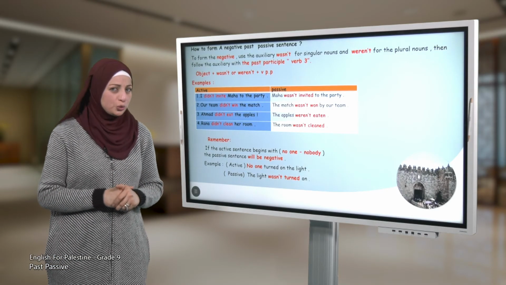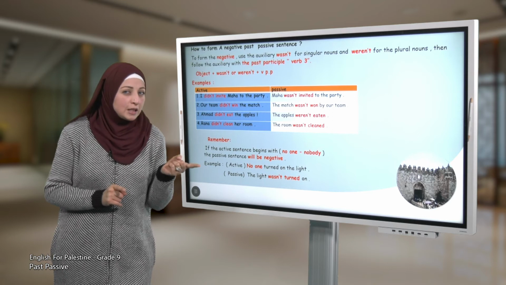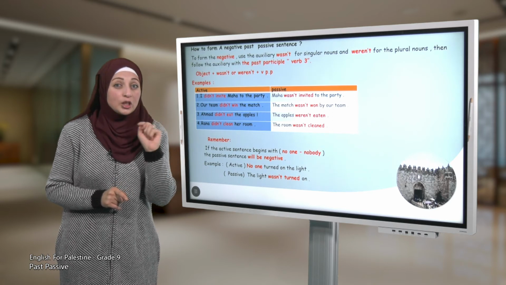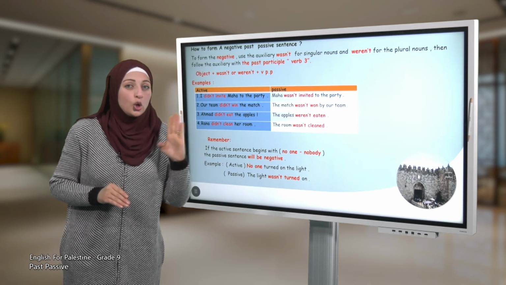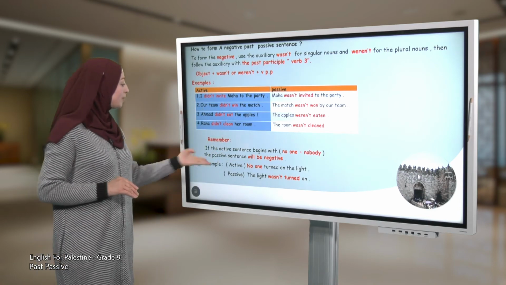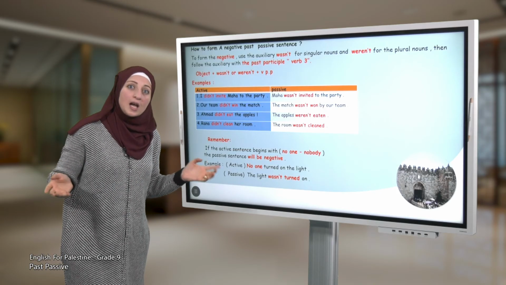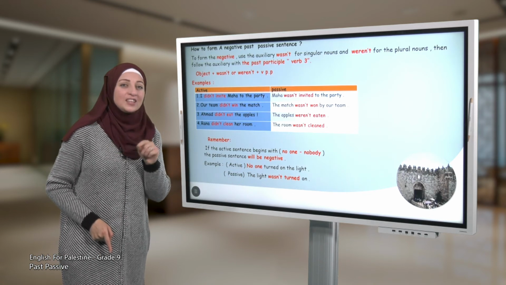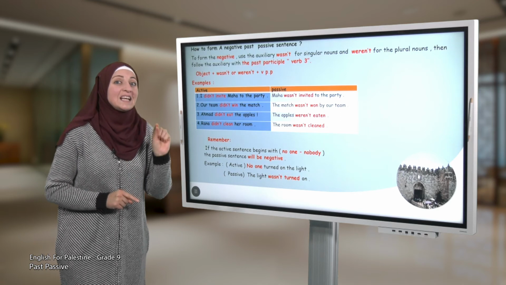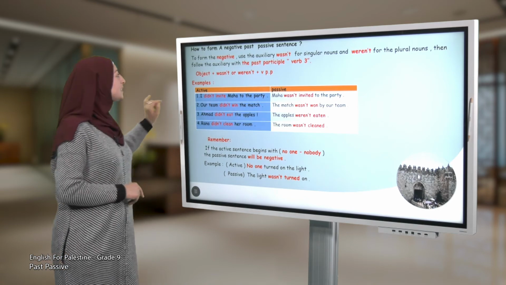I want to pay your attention to something here. If you have an active sentence that starts with nobody or no one, you will know that your passive sentence will be negative. So you will use wasn't or were not. Let's see the example. No one turned on the light. I don't have not here, but I have no one. No one tells me that I should change it to negative passive voice. The passive: the light was not turned on. So don't forget this. Let's continue, please.